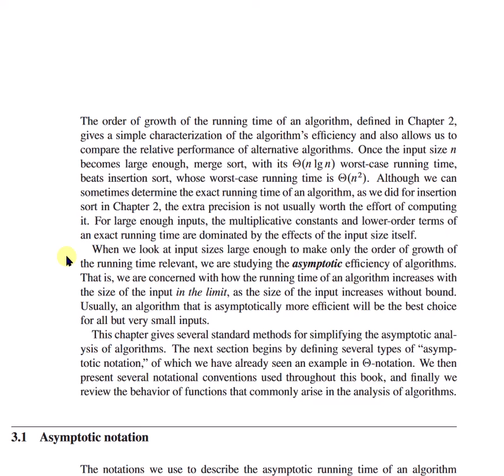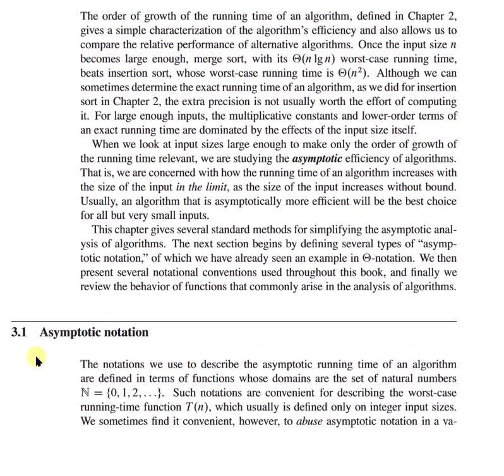That is, we are concerned with how the running time of an algorithm increases with the size of input in the limit, as the size of the input increases without bound. And the limit is a mathematical thing: limit n tends to infinity, for example. Usually an algorithm that is asymptotically more efficient will be the best choice for all but very small inputs.